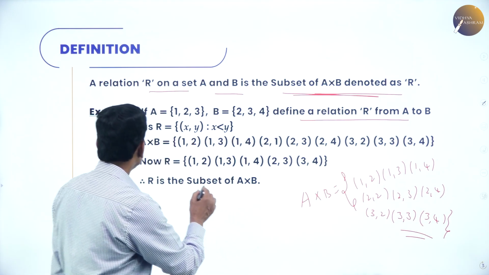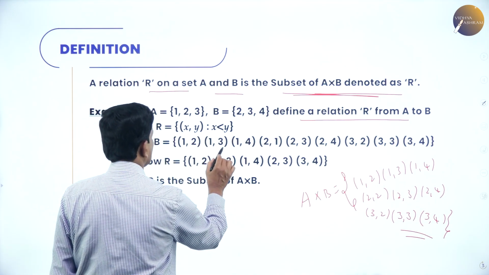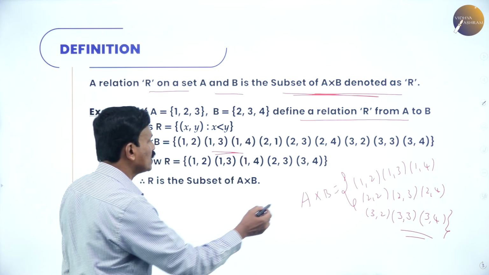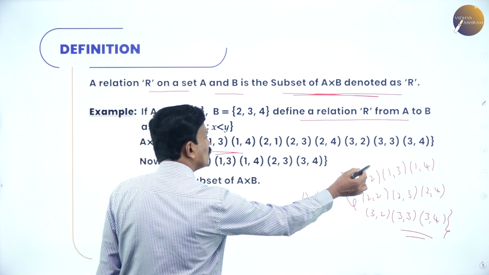Now what is the condition given? R is equal to (x, y) with x less than y, the relation. So the first number is less than the second number. We can take (1, 2), (1, 3), (1, 4).